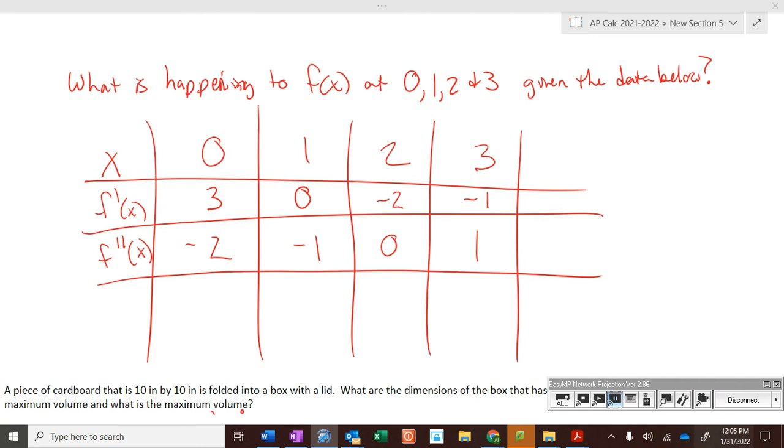I just want you to look and see what the first derivative and second derivative are telling us about the graph. Where is it concave up? Where is it concave down? Where is it increasing slope? Where is it decreasing slope? Do we have a min? Do we have a max? Do we have a point of inflection? What's going on? That's going to be the first question after lunch.